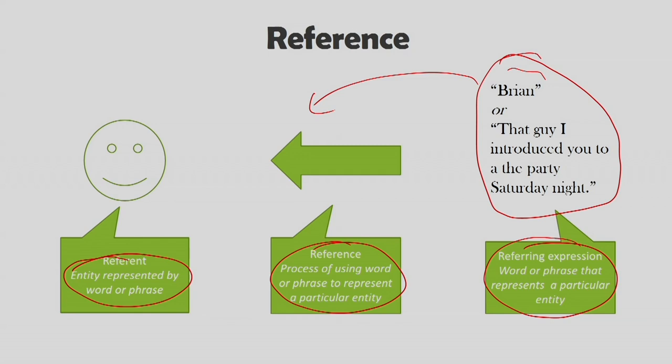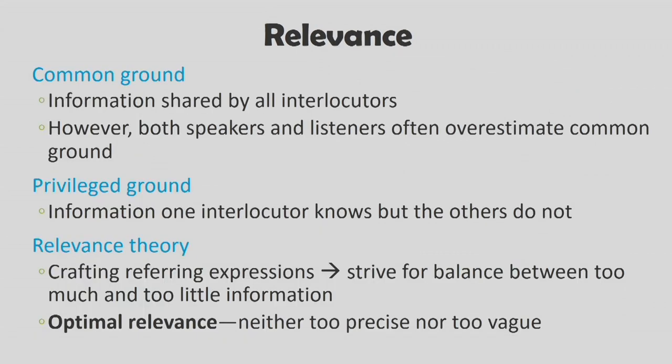When speakers select referring expressions, they consider what is called the common ground, that is knowledge they share with the listener, and the privilege ground, that is the information that one interlocutor knows but the other doesn't know. So we use something called relevance in a story. Referencing is not the only thing. We also use something called relevance in storytelling.